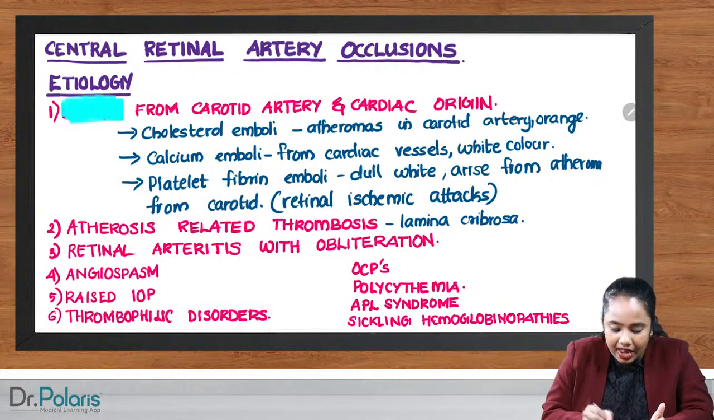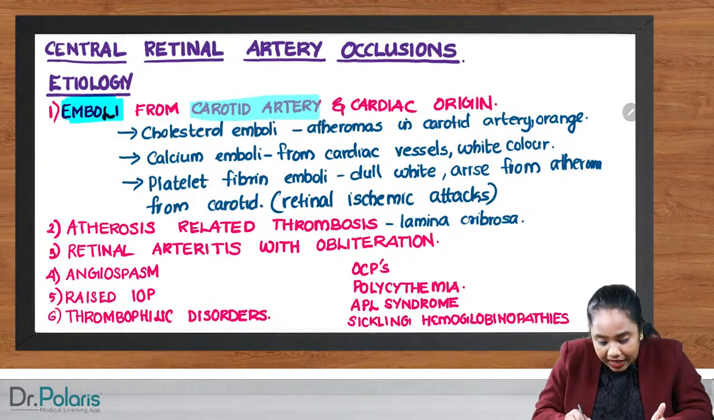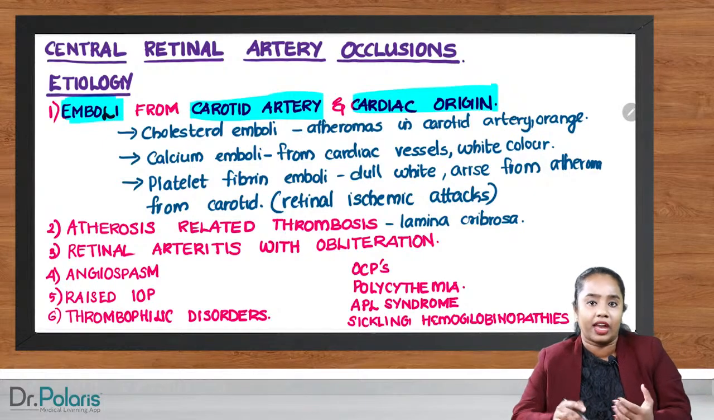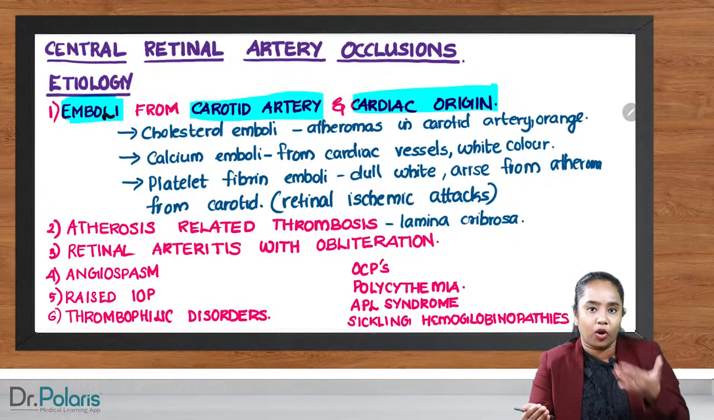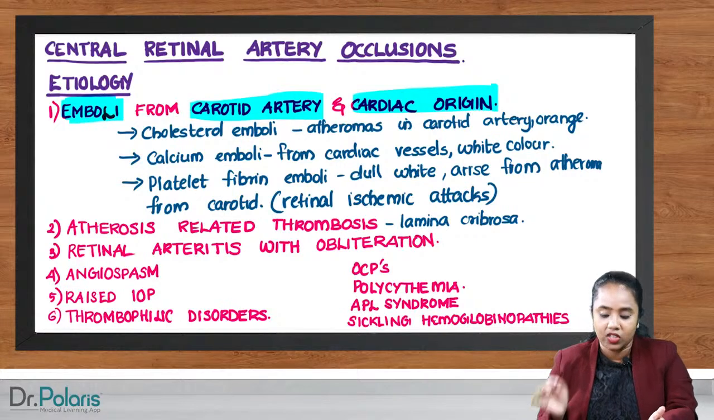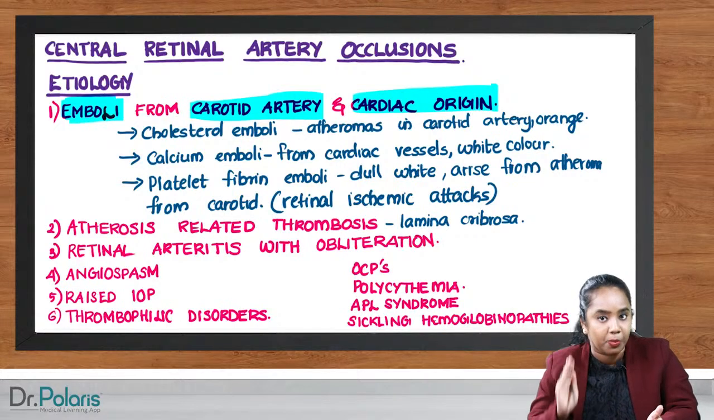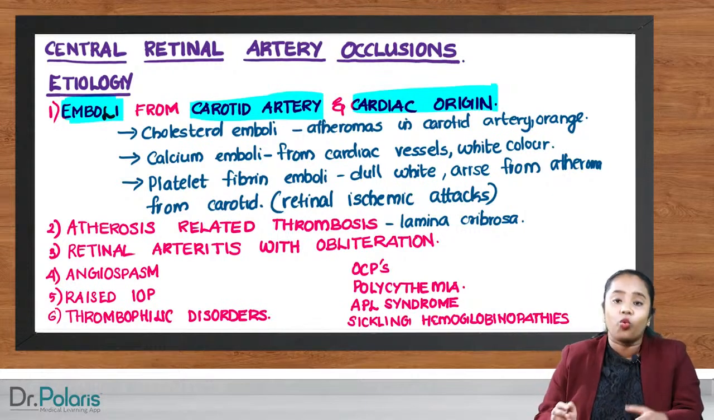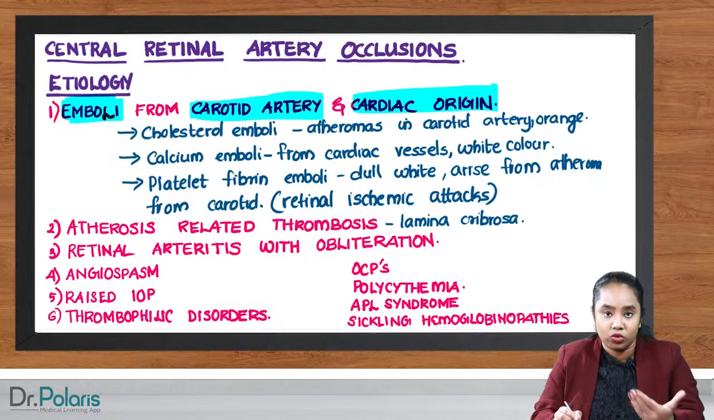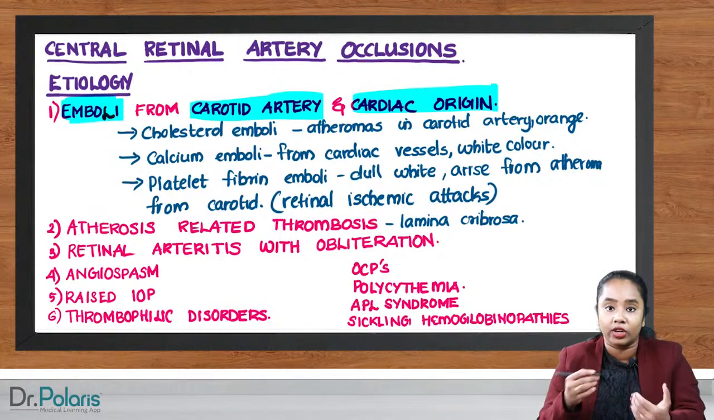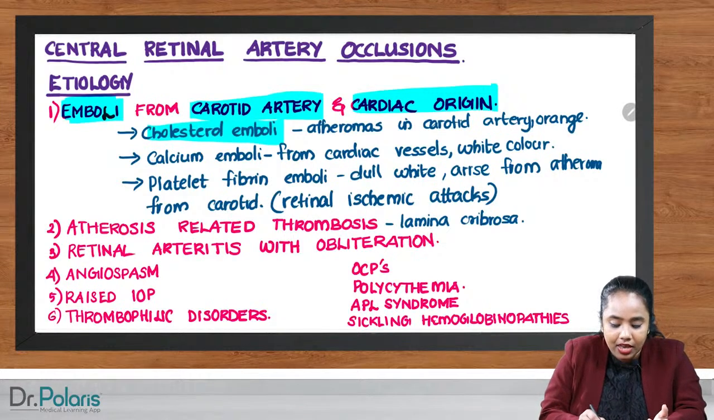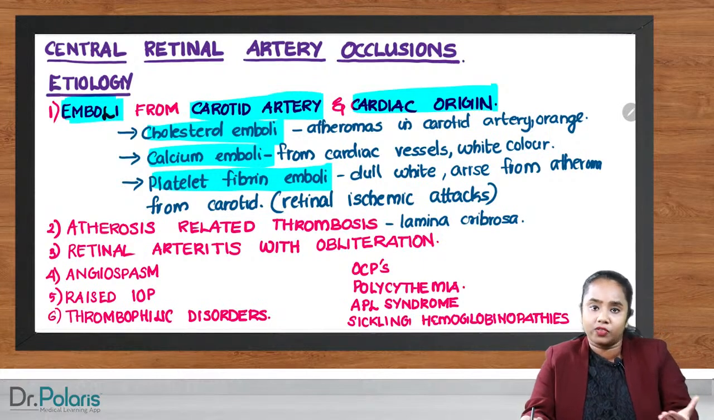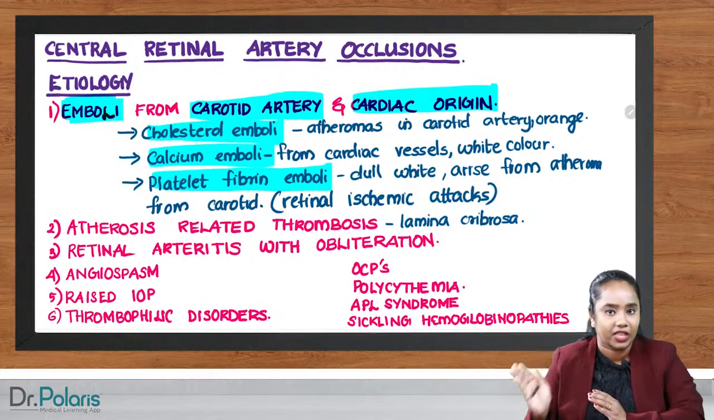So, the emboli is there, and from where is it coming? It is either from the carotid artery as such or from the cardiac origin, any atrial fibrillation or any other tachycardias associated emboli formation. So, emboli from carotid arteries or cardiac origin is the most important etiology associated with central retinal artery occlusion. Now, what type of emboli are we talking about? Most of the times a cardiac emboli or a carotid artery emboli are cholesterol emboli, calcium emboli or platelet fibrin emboli. Cholesterol emboli are usually related with atheromatous changes.